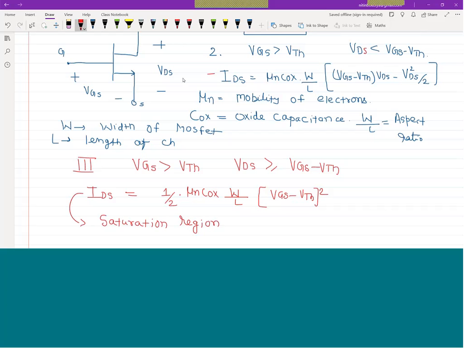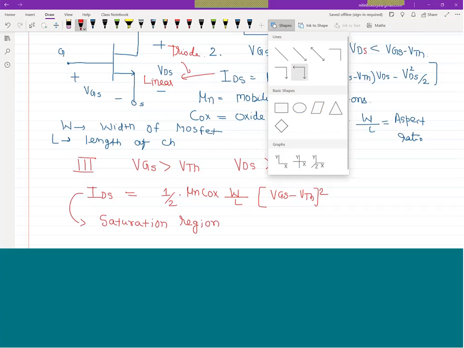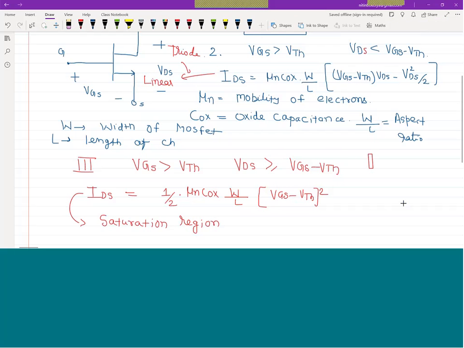This region is known as linear region, or also known as triode region. It's a very popular name. And the first is cutoff region. So these are three modes of operation for the MOSFET. And these rules are only for which device? These are the rules for NMOS.